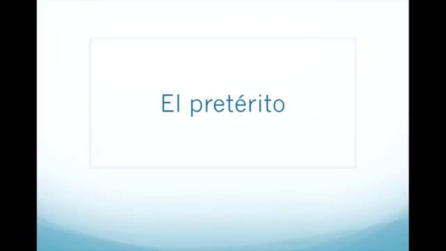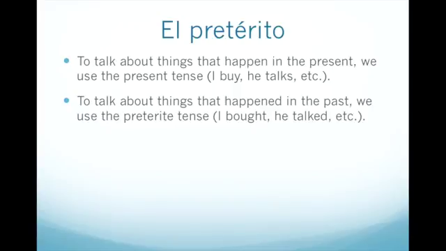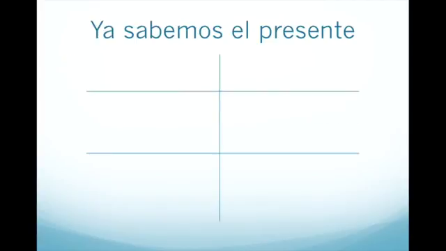Today we're going to talk about the preterite tense and what that means as opposed to the present tense. So to talk about things that happen in the present, we use the present tense. For example, I buy, he talks, etc. However, if we were going to talk about things that happened in the past, we need to use the preterite tense. Instead of saying I buy, if we want to say I bought, instead of saying he talks or he is talking, we say he talked, etc.